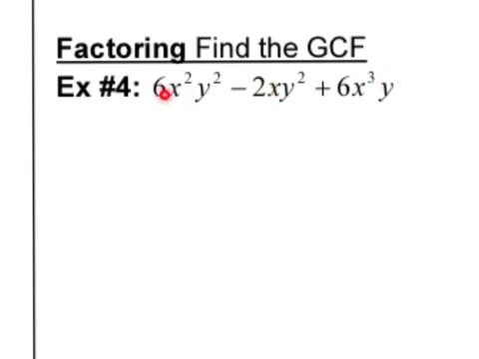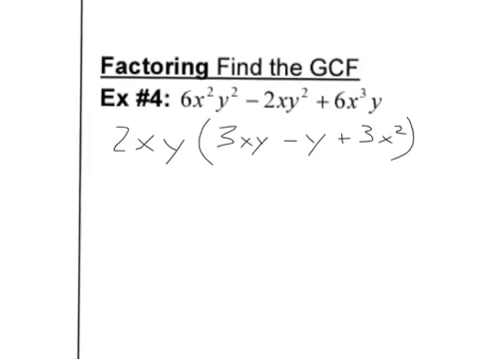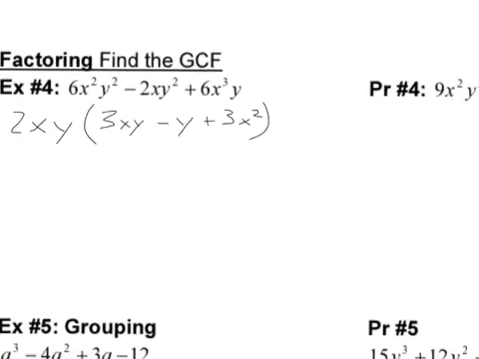Well, I see that a 2 goes into all of these, an x goes into all of these, and a y goes into all of these. And at most just one x, and at most just one y. So let's pull out a 2xy, and let's see what would be left. Well, we'd have a 3xy minus just a y plus a 3x squared. And that's it.